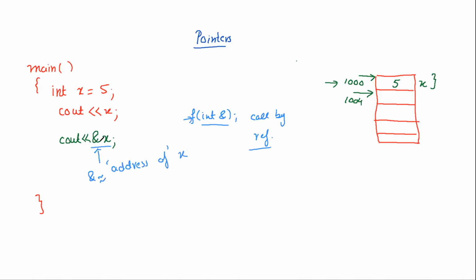So you are simply reading what is written in C++ syntax: it is written address of x. Now you see what is the address of x in memory? It is 1000. I've just written a hypothetical value 1000. So if you execute this program, this statement will print 5 and this statement will print 1000, which is actually the address in memory where this very value 5 is lying.